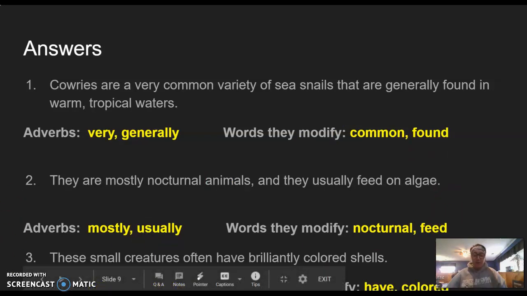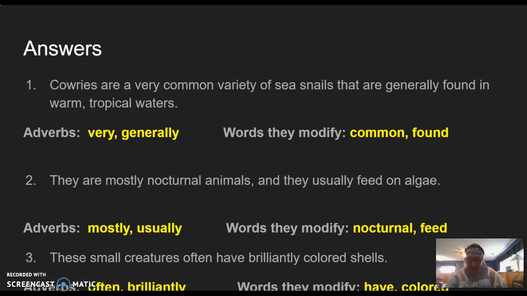Number 3, these small creatures often have brilliantly colored shells. Okay, often is modifying the verb have. All right, and then brilliantly is modifying the adjective colored. This is one of those tricky things where it looks like a verb, but we're not saying that the shells are coloring. They're not using crayons. They have colored shells, and therefore colored is an adjective in this case. So we're throwing it back to last unit with the adjectives and understanding what a verb as an adjective looks like.